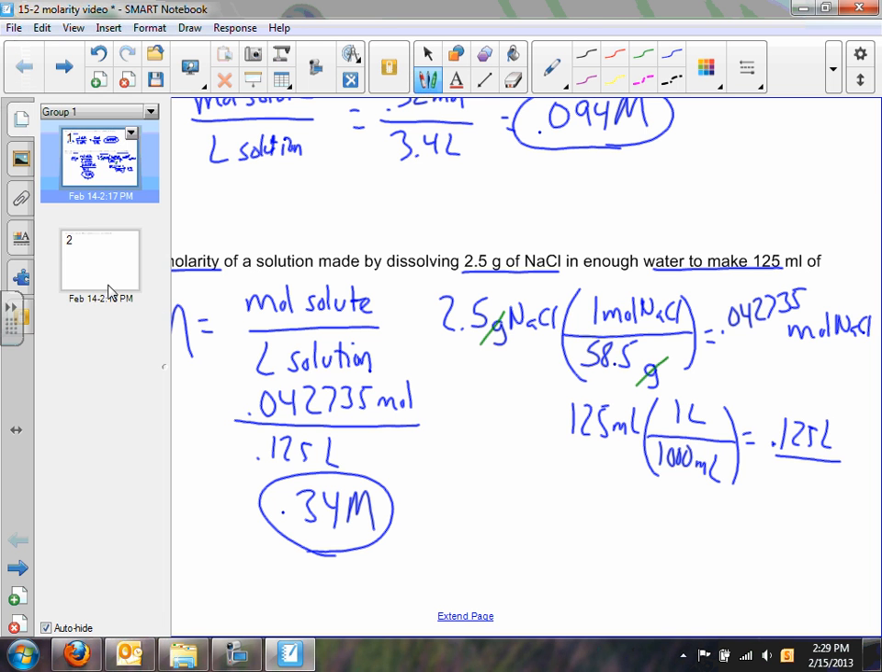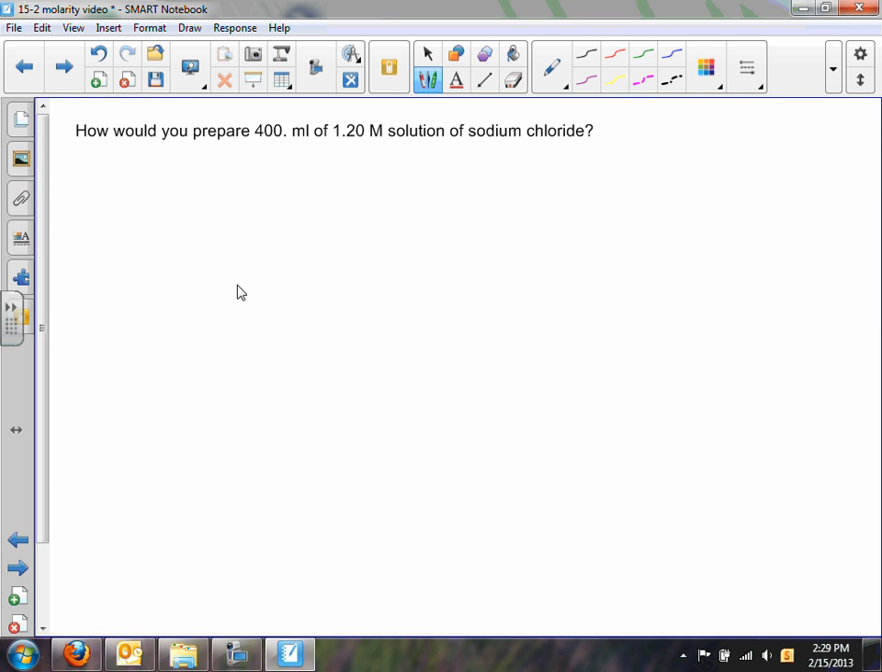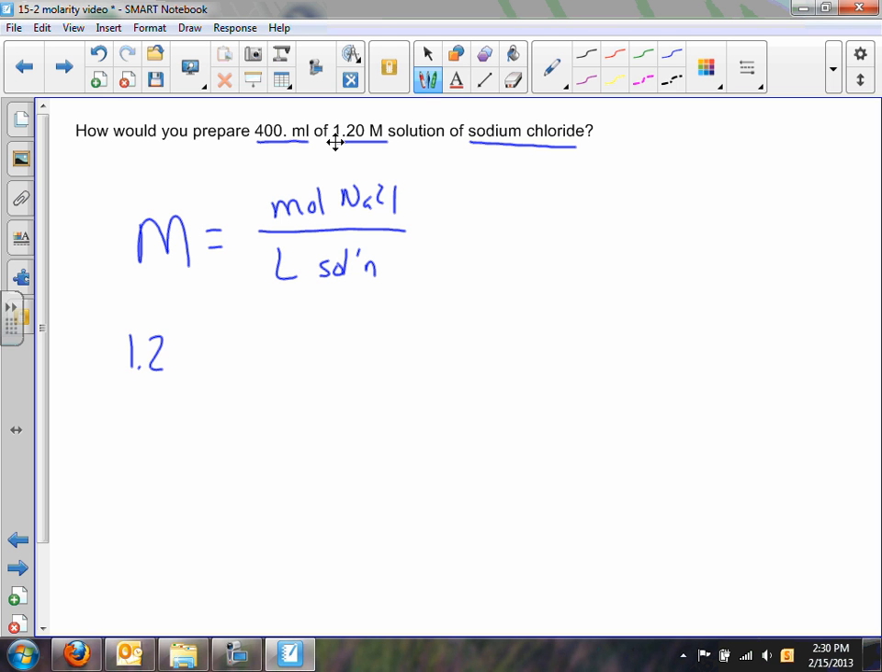Another variation would be something like this. Here they're giving me the molarity, capital M, and they're telling me how much of the solution I want to make, and we need to find out how much salt I would have to add. Well, we know molarity is moles of solute, in this case moles of salt, per liter of the whole solution. I'm given 1.20 molar, and 400 milliliters is actually 0.4 liters. What I don't know is the numerator, x.